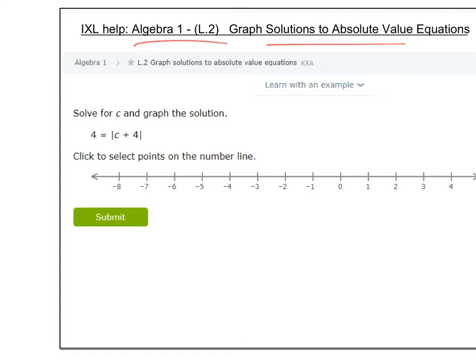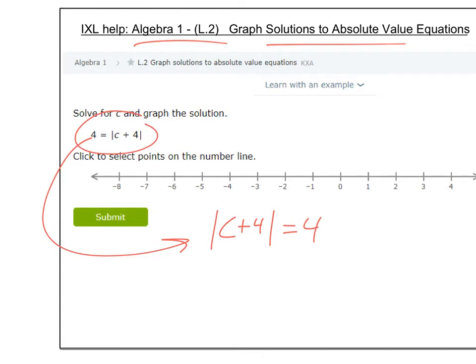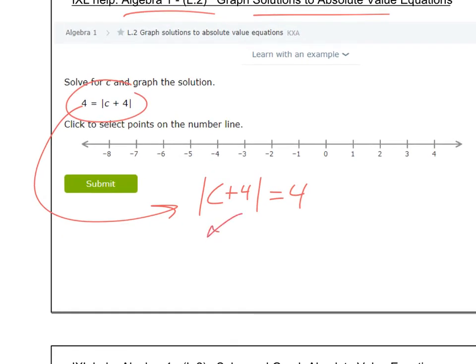So take a problem like this first one here, 4 equals the absolute value of c plus 4. Again, really the best way to do these, I still think, to start off is just write them in the correct order. Again, put the variable term on the left. So c plus 4 equals 4. I'm going to write it like that. And then break it into two cases.